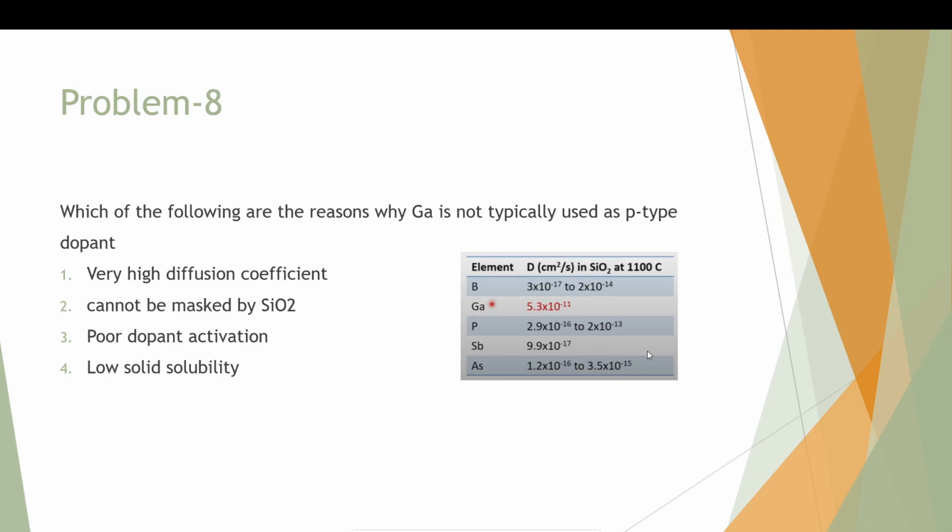So in the image, we are showing the diffusion coefficient in SiO2. The gallium diffusion coefficient in SiO2 is way higher, 10 power minus 11, compared to all the others, which are in the range of 10 power minus 16, 17, like that. So it means that gallium will diffuse very fast in SiO2.